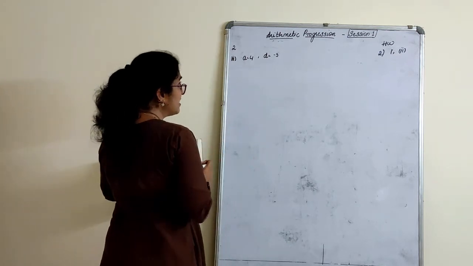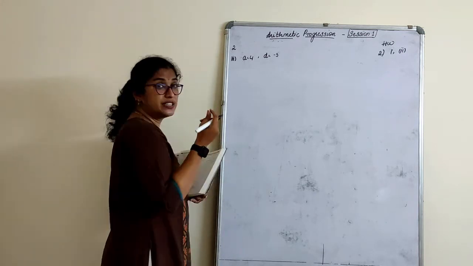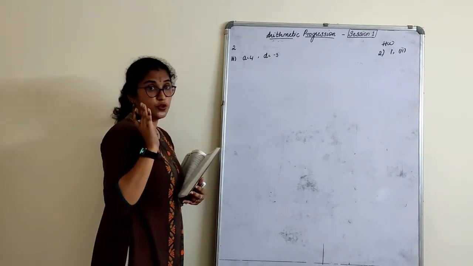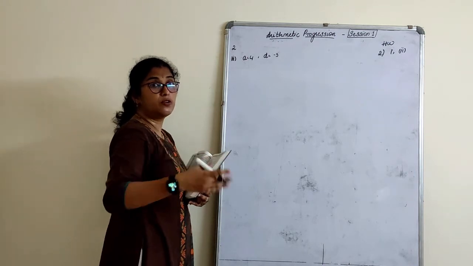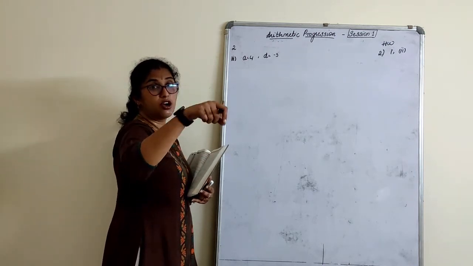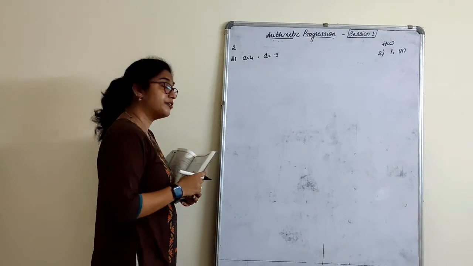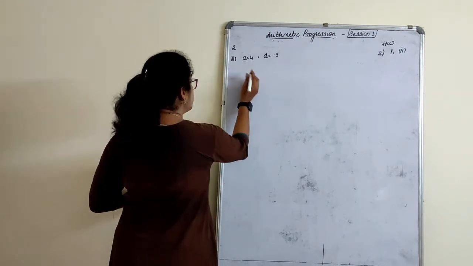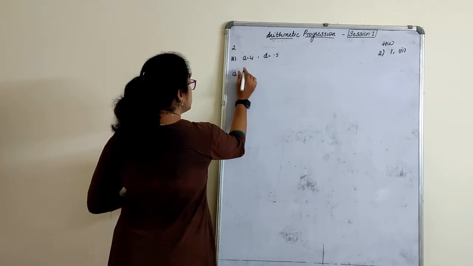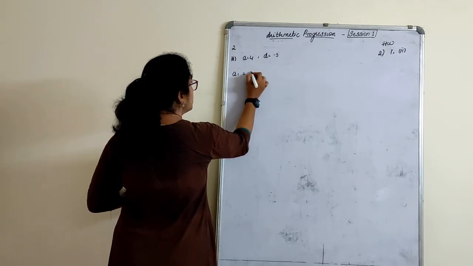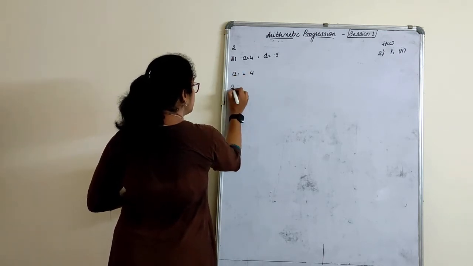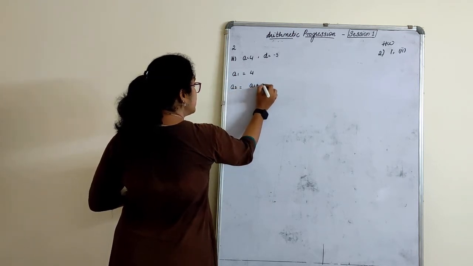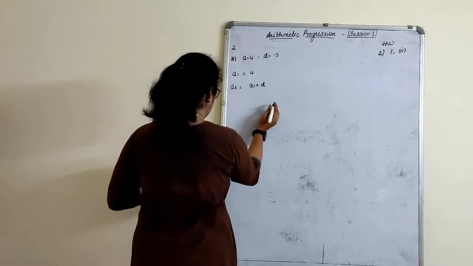So see, there are two ways to find this. The first term is a, then a plus d, a plus 2d, a plus 3d. Over the first four terms we can write it, or you can go on adding the common difference to the preceding term and write it. That way also it can be done. So what we will do here is first term a1 is equal to 4, one below the other. a2 is equal to, can I say a1 plus d?